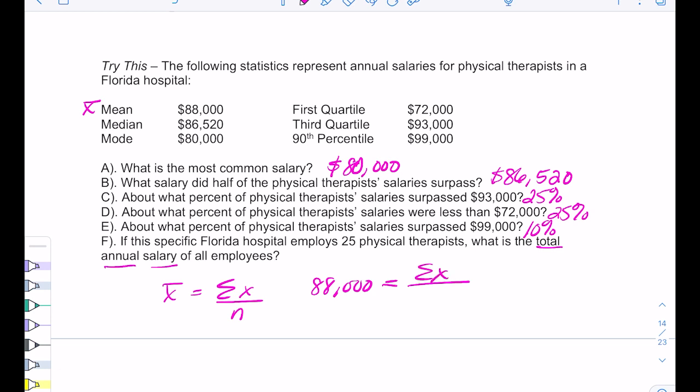I do know that there are 25 physical therapists. So if I'm trying to find this, all I'm going to do is multiply 25 times 88,000. And that's going to give me the sum of all of the salaries. When you multiply those together, you get $2,200,000.